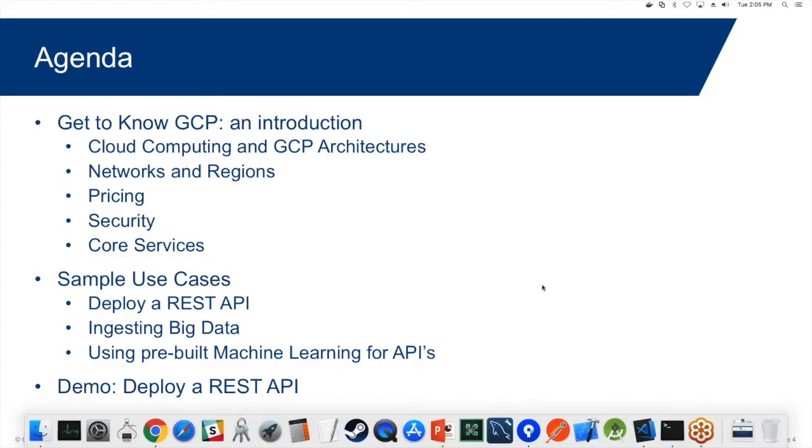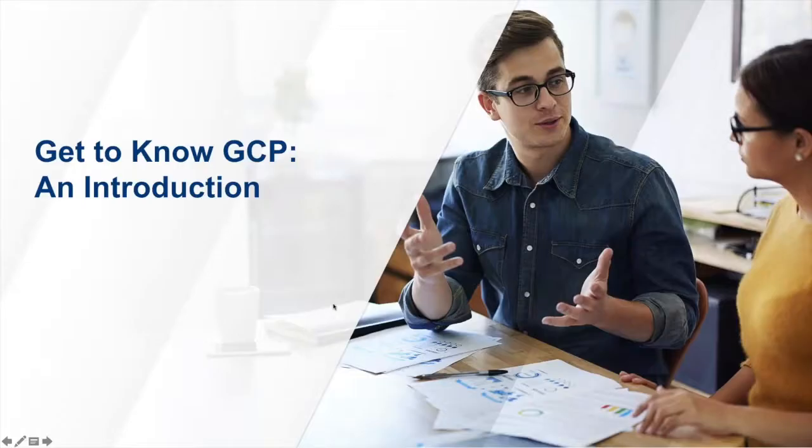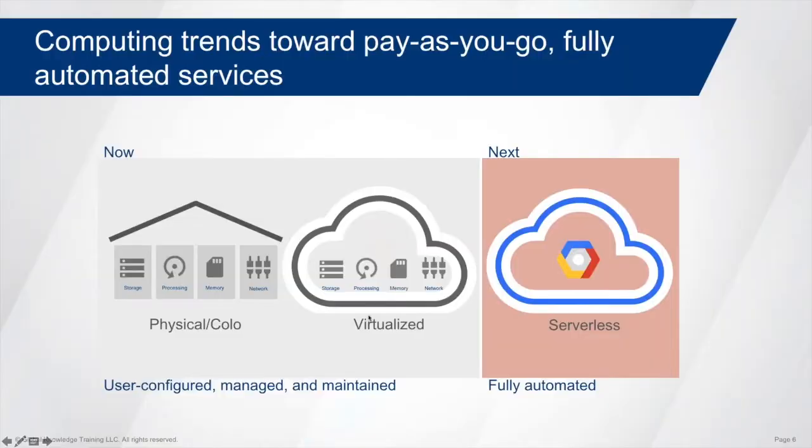Thanks, everyone. All right, so in the webinar today, we'll start with an introduction to some of the key features of the Google Cloud Platform. We'll continue on talking about some sample usage scenarios, and then we'll finish with a quick little demo of a popular usage scenario that is deploying a REST API to show how easy it is to deploy REST APIs using the Google Cloud Platform App Engine feature. So with that in mind, let's move along and start with an introduction.